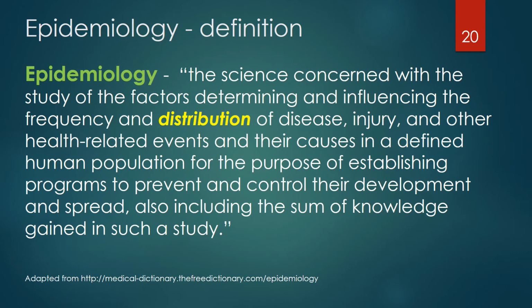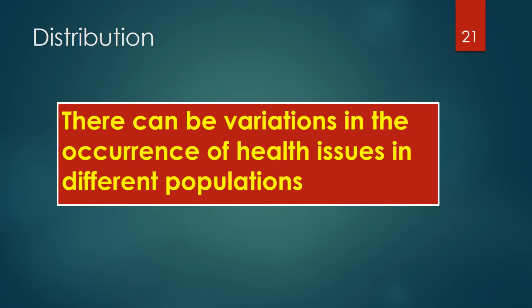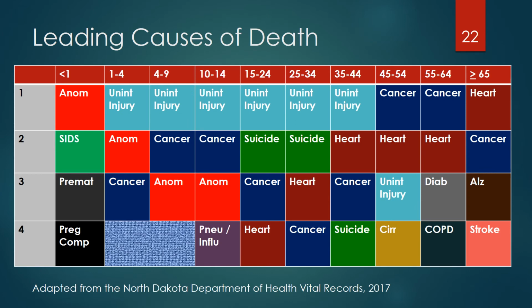Let's now focus on the word distribution from our definition. Distribution in the definition implies that there can be variations in the occurrence of health issues in different populations. Communities are comprised of individuals across the age spectrum, subgroups of the larger population. For example, this chart shows the leading causes of death in North Dakota by age.